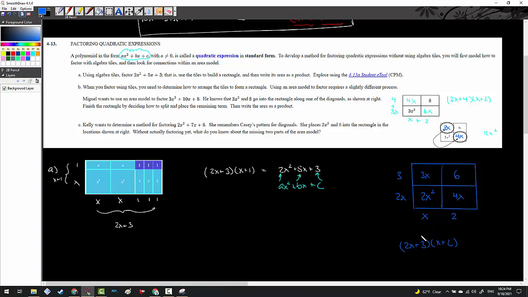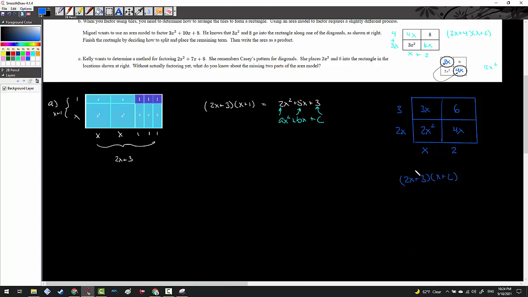Just to make sure, though, because I keep throwing down these random numbers, and I haven't shown you how they actually work quite yet. From here, if I was to remultiply this thing, I could say this is going to be 2x squared, this could be 4x, this could be 3x, and this could be 6. Notice the pieces that I've just multiplied out here also correspond to pieces in the area model.